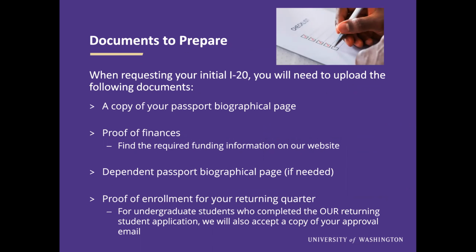In order to complete your request form, you will need the following documents: a copy of your passport biographical page, proof of finances for 3 quarters or the remainder of your program, whichever is shorter, dependent passport biographical page if applicable, and proof of enrollment for your returning quarter. For undergraduate students who completed the Registrar's Returning Student application, we will also accept a copy of your approval email in place of proof of enrollment.